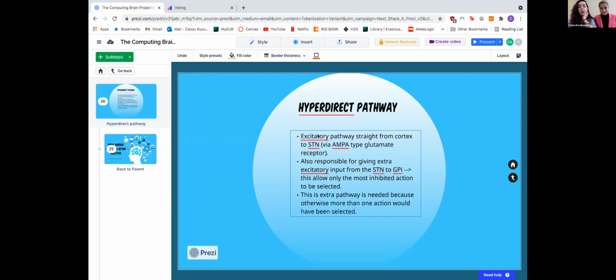Yeah, so basically we have the input from cortex going to the STN directly, so that it allows the GPI to select only the most inhibited action in the GPI, and otherwise we would select more than one action if this isn't included in the indirect pathway.